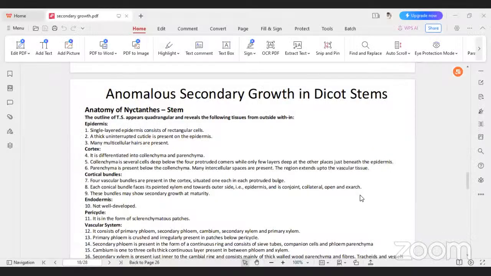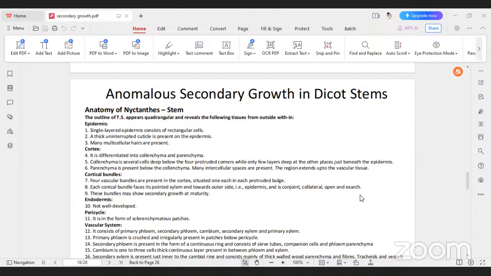Right. Are you able to see the anomalous secondary growth slide? Yes, sir. Right. What is anomalous secondary growth? This is also important for a long question. Already you must have learned during practical training classes: anomalous secondary growth in Bignonia, in Amaranthus, in Dracaena, right? Not explained anything, sir. Okay, don't worry, I will explain again.